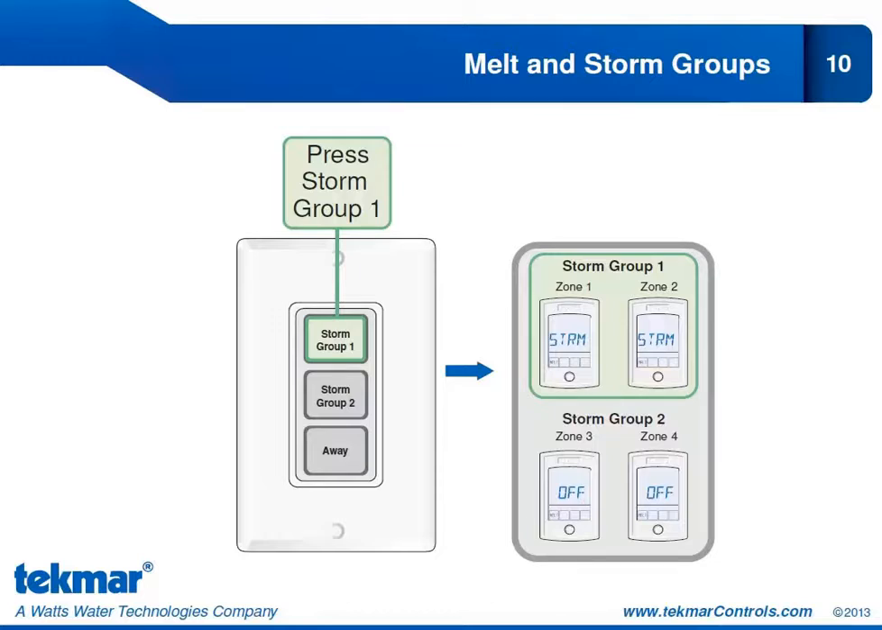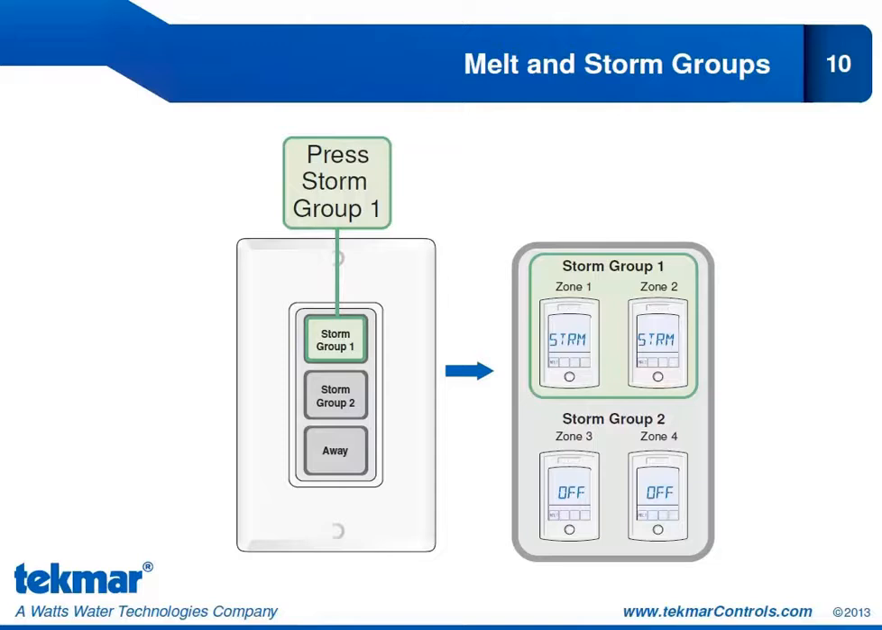And that way, whenever I press the storm group 1 button on my user switch, it will trigger the storm operation for zones 1 and zone 2 only. So you can see there, zone 3 and zone 4 remain off. I can do the same thing for those zones though.